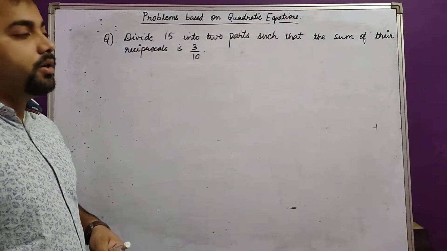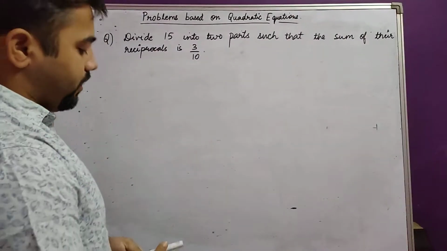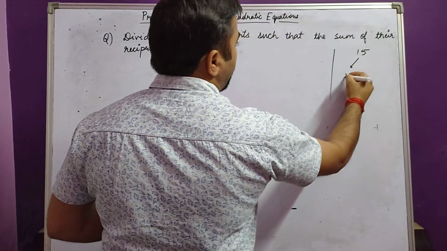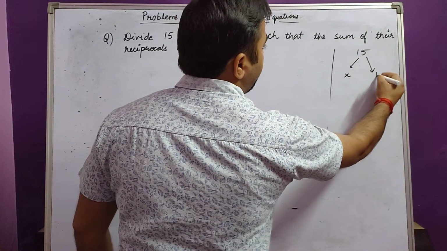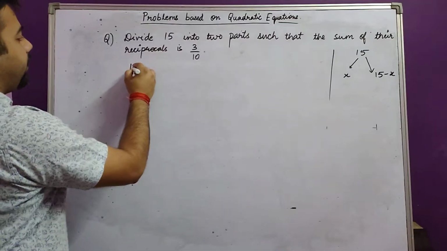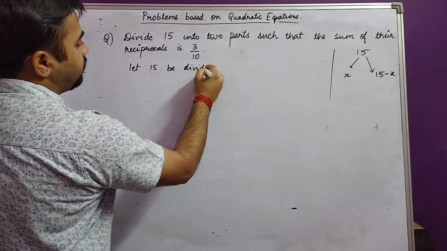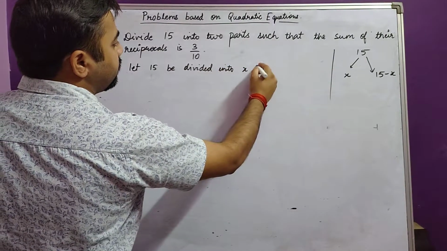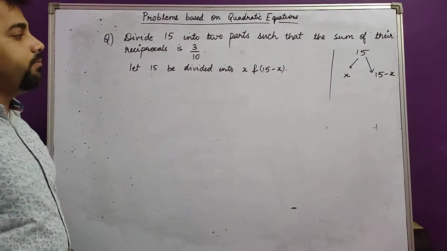This question is very much similar to the previous question. The question says divide 15 into two parts. Again, we are going to do the same thing over here. Let the first part be x. The other part similarly will be 15 minus x. Let us start now. Let 15 be divided into x and 15 minus x. Since there are two terms, you are going to enclose them within a bracket.